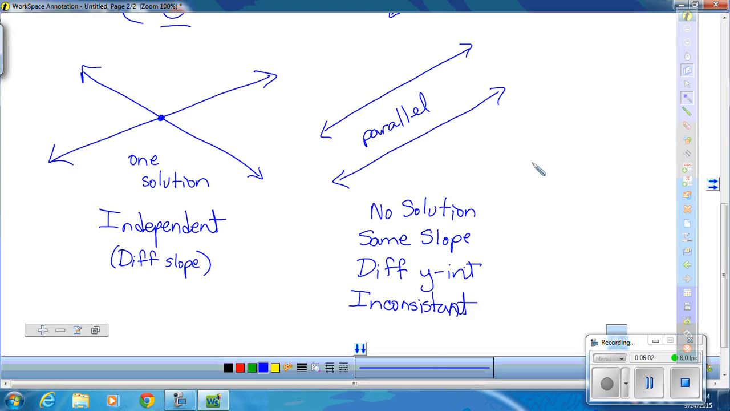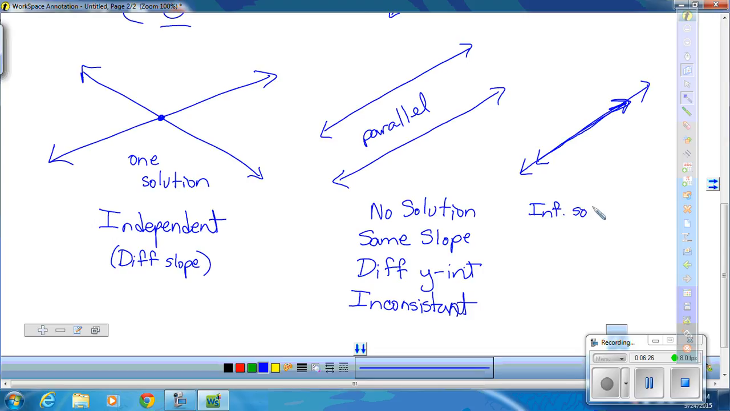And then last but not least, sometimes after we graph two different lines, they started out as two different lines, but then when we graphed them, they actually ended up being right on top of one another. They ended up being the same line. If they end up being the same line, they don't intersect at just one point. They intersect at all of their points. And so they have an infinite number of solutions.